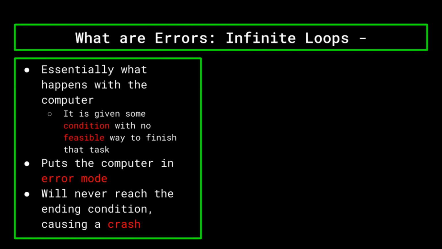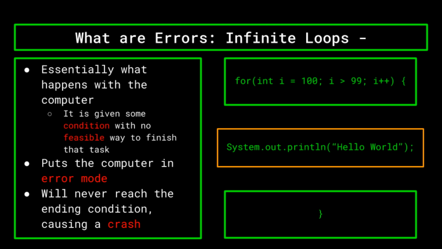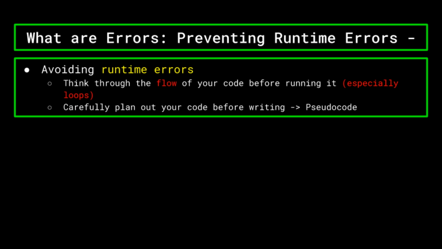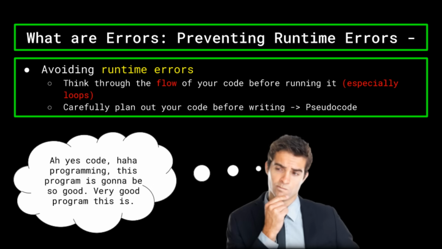You give it some condition that it has to complete before the program can terminate. However, you give it no feasible way to finish the task. This puts the computer in error mode, and most likely will crash your program, as the computer desperately tries to complete the condition you gave it. As a computer example, if we try to have a program terminate when integer I is no longer greater than 99, but I is initially 100 and only ever increases, the loop will never terminate, and the program will crash. To avoid these, you generally want to think through the flow of your code before running it, especially with loops, to make sure that all of your statements can be completed by the computer. Carefully planning out your code before you begin writing is an extremely useful practice, and something we'll be covering towards the later part of this video.